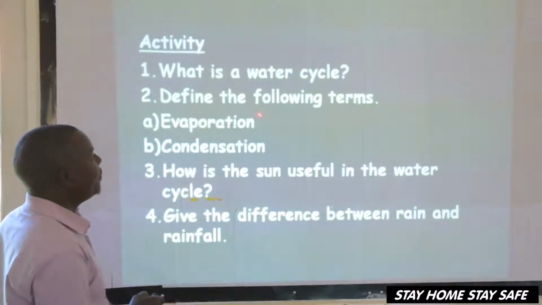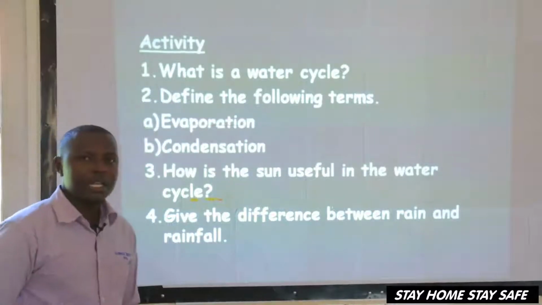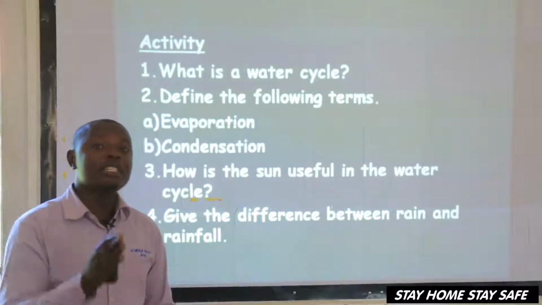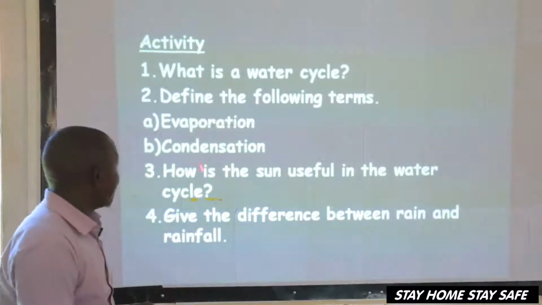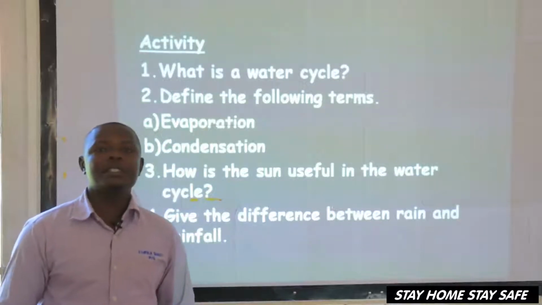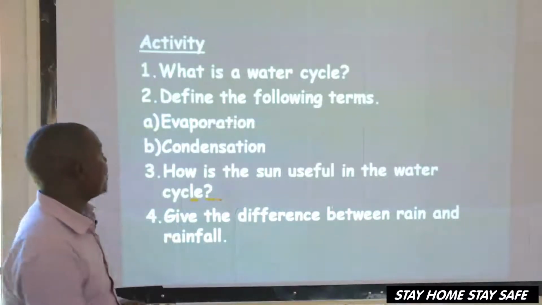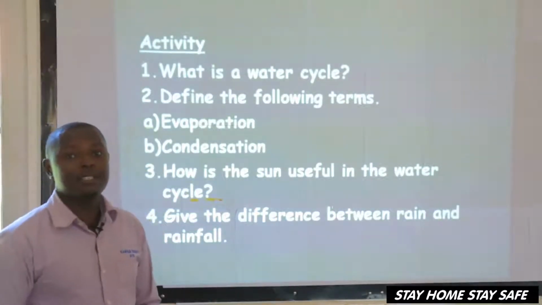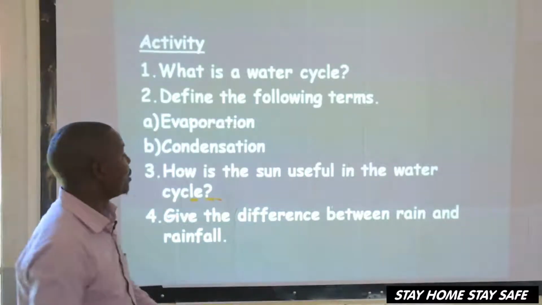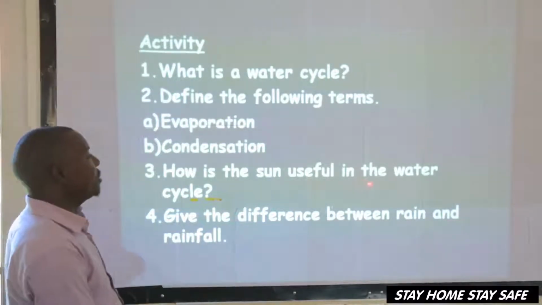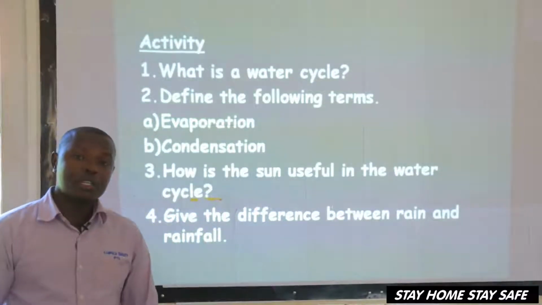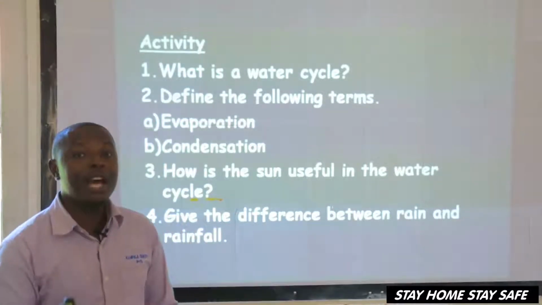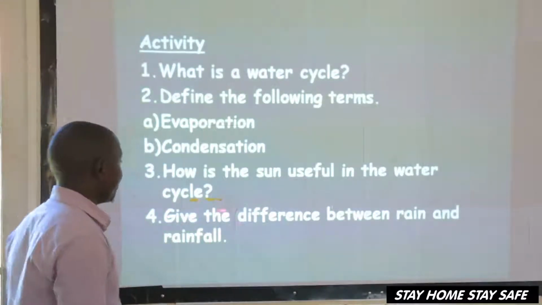Two. Define the following terms. Evaporation. Evaporation is the process by which water changes into water vapor. And then the next one, condensation. Condensation is the process by which water vapor changes into water droplets, or just changes into water. You can put a full stop there. How is the sun useful in the water cycle? The sun hits the water to cause evaporation.